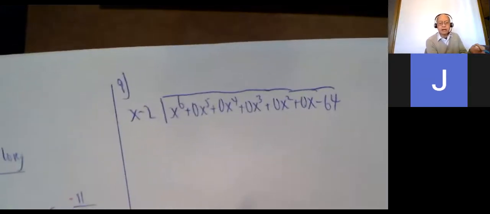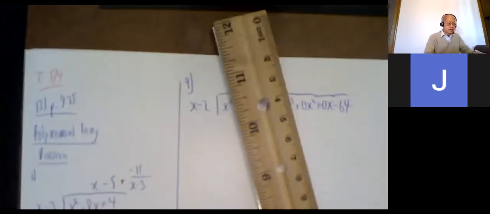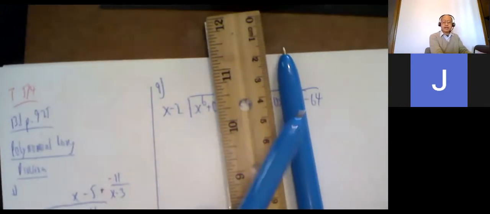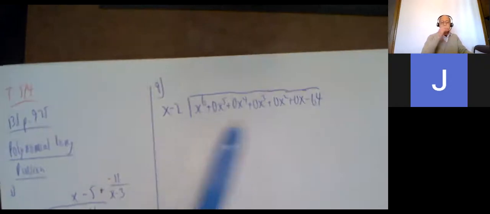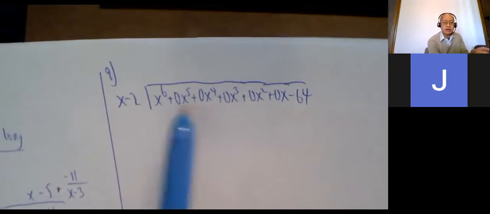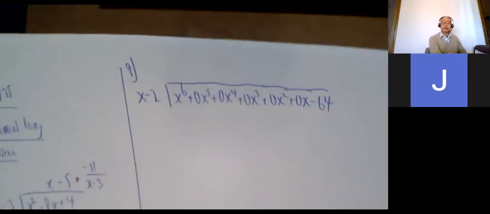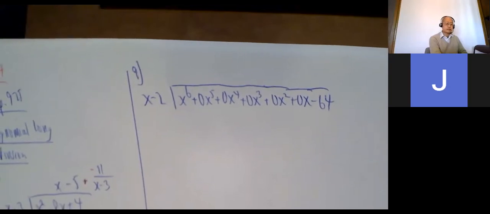Now, at the beginning of the problem, you don't see all this stuff, right? All this stuff isn't there. It goes straight from x to the 6th to minus 64. So why do we need to put all this? As we work the problem out, you will see x to the 5th, 4th, 3rd, squared, x. They're all going to appear. So we need to dedicate space to it, as we shall see.